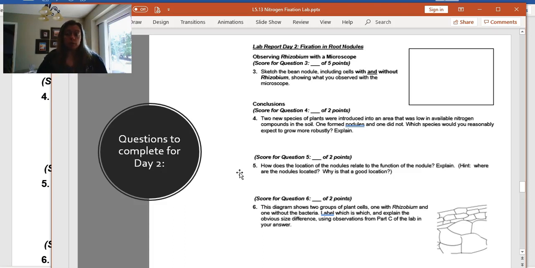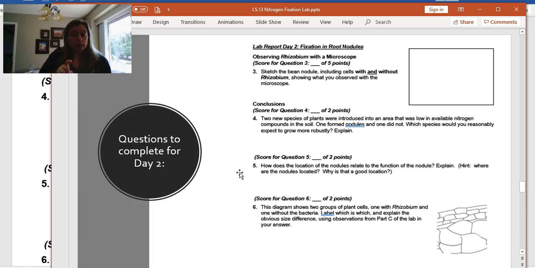You've got to do conclusion questions, three of them. When you write a conclusion question, you should be thinking complete sentences and as many terms as you can think of to fit in that space. So for number 4, two species of plants were introduced to an area that was low in available nitrogen compounds in the soil. So the soil's not very rich in nitrogen. One formed nodules and one did not. Which species would you reasonably expect to grow more robustly? Robustly means healthfully, fast, successful. Okay, robust means good. And then that little word there, explain.